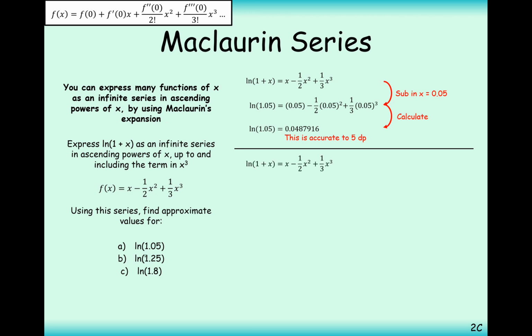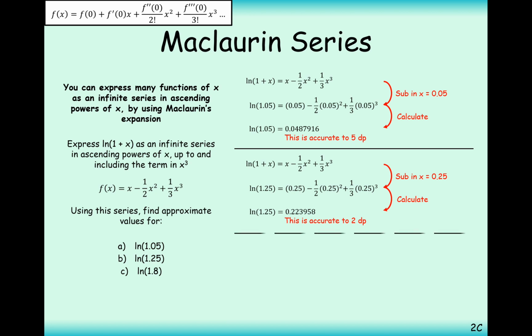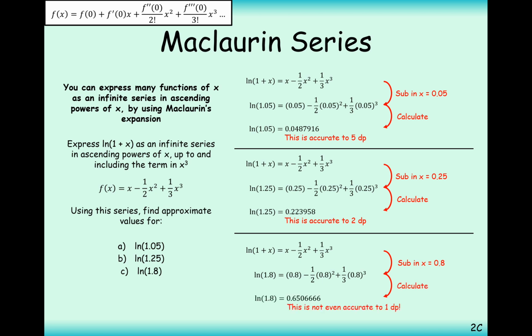The next one we're looking to do is 1.25, so we've already got the 1, let's put in 0.25 as x then, and again you replace x with 0.25 and you get a pretty good approximate answer for 1.25. This is accurate to 2 decimal places. And if you put 1.8 in, then your x will be 0.8, because you've already got the 1 in there, and this answer will be accurate to 1 decimal place. Well, it's not even accurate to 1 decimal place.